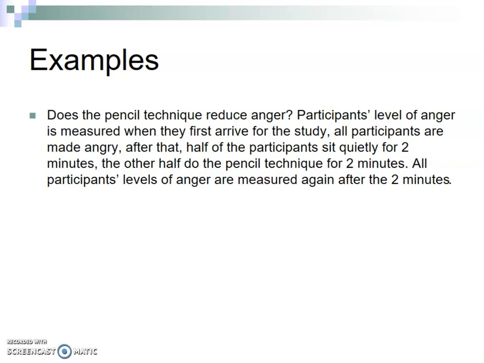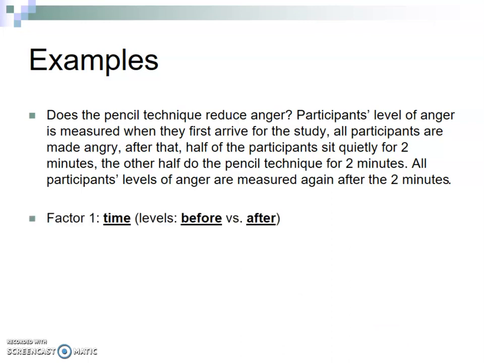The things that are variables in this study are, first, we have the variable of time. So the first factor in this study that was examined was the time at which people were being measured. So participants' anger levels were measured at the beginning of the study, before they were made angry, and their levels of anger were also measured at the end of the study.